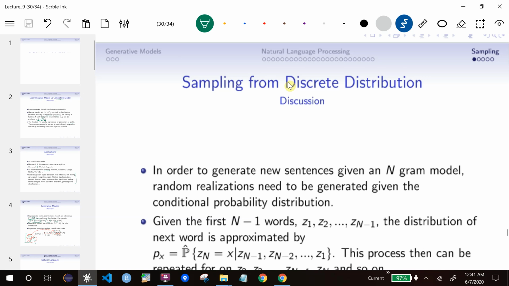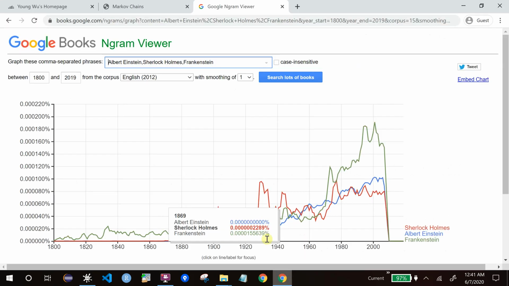And part 3. And in this part, we'll talk about how to actually generate these things from an N-gram model, how to generate sequences of words. And before that, I forgot to talk about this N-gram viewer from Google Books. So it's basically generating these N-gram models based on Google Books as documents.